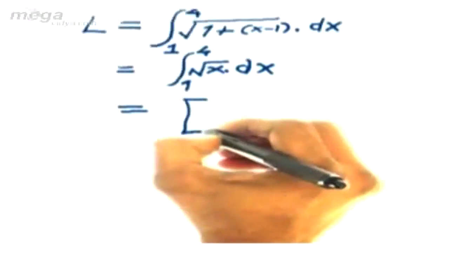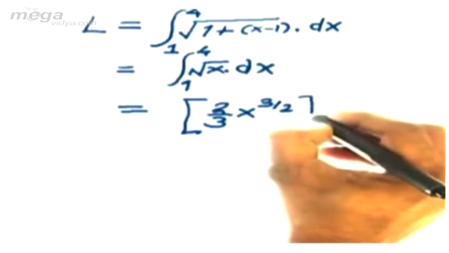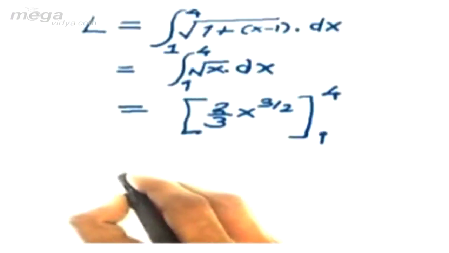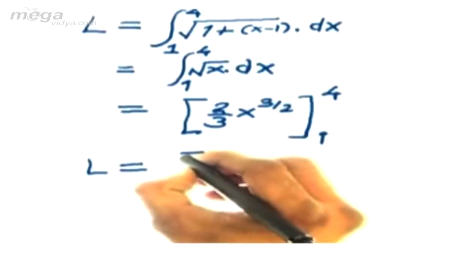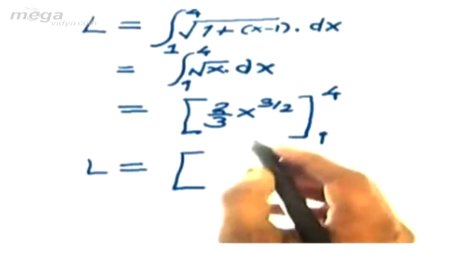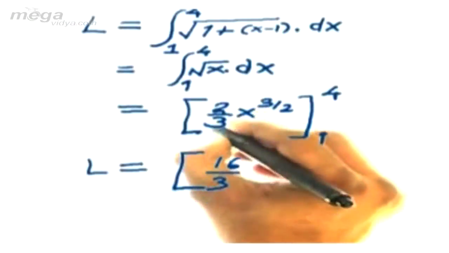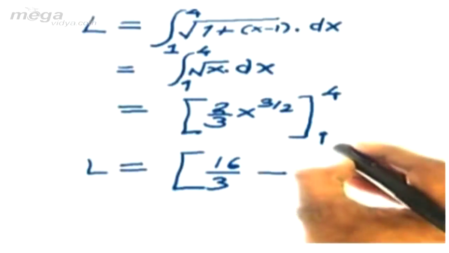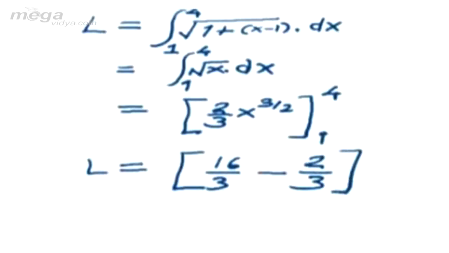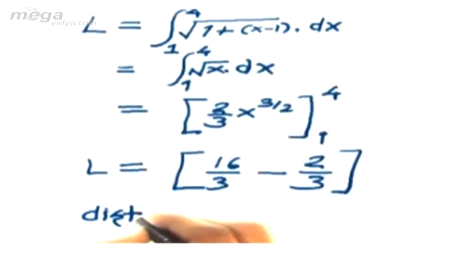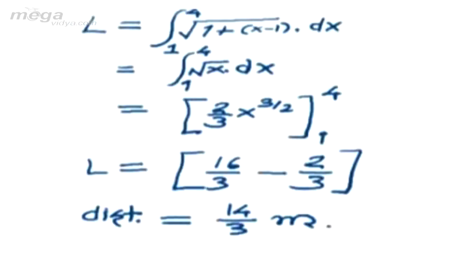Obviously, the result tells us that the answer is 2 by 3 x to the power 3 by 2 from 1 to 4. So by putting the values of limits, if we put x equal to 4, then x to the power 3 by 2 comes out to be 8, so 8 into 2 by 3 becomes 16 by 3. Minus, when we put x equal to 1, it becomes 2 upon 3. So the final answer for the distance between A and B is 14 upon 3 meter.